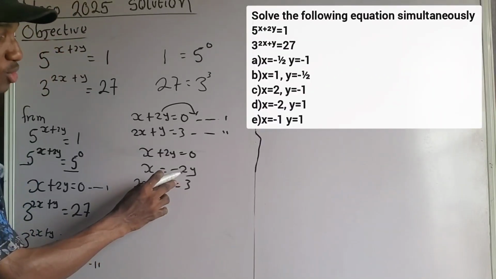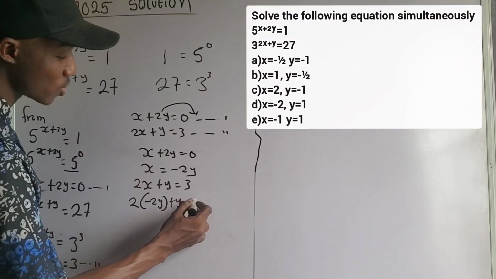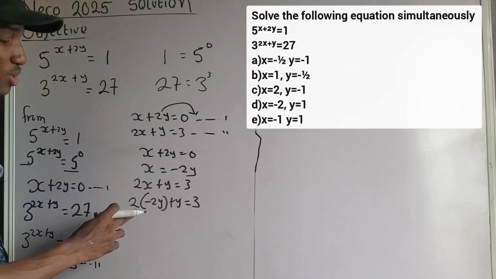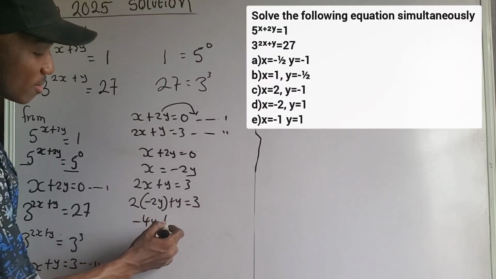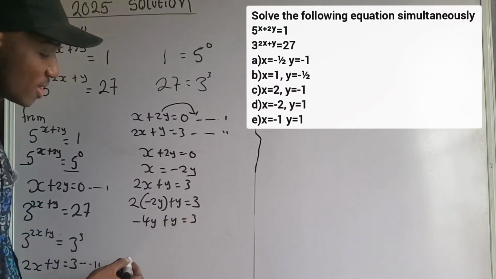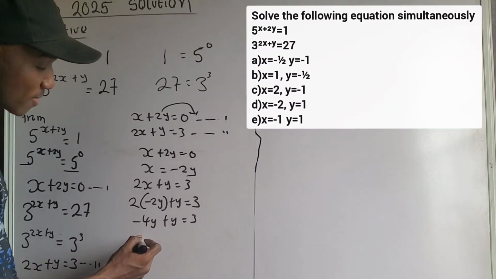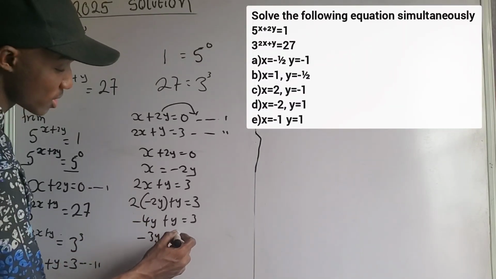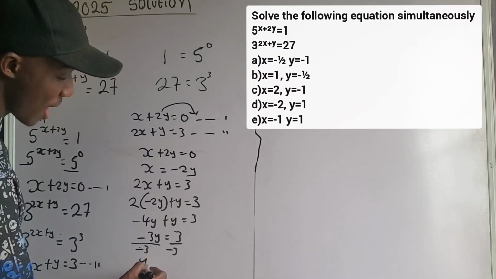So when x equals minus 2y, I'm going to have 2 multiplied by minus 2y plus y equals 3. Do you understand? 2 times negative 2y, that is what? Minus 4y plus y equals 3. Okay? So minus 4y plus y, that is what? Minus 3y. I'm going to have minus 3y equals 3. So to get the value of y, divide both sides by minus 3. So y equals what?